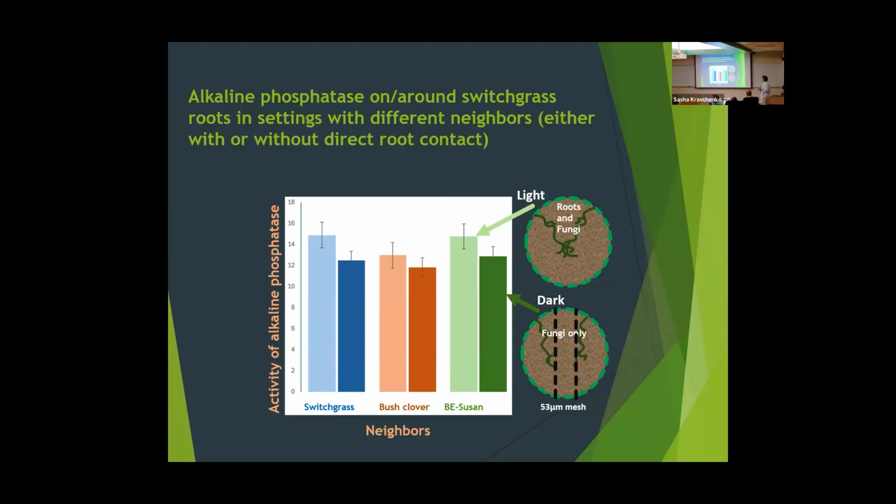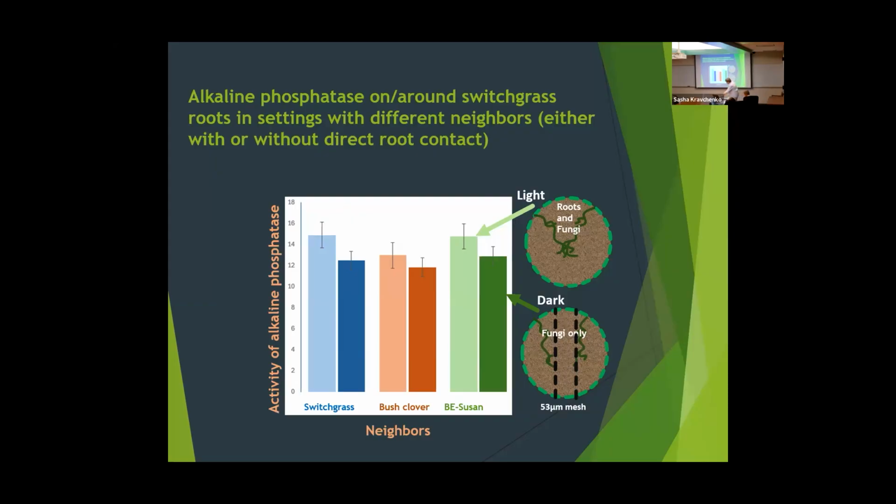So very consistently, this is just a graph from switchgrass, but we saw it in all three plant species, in the bush clover and in black-eyed Susan as well. Very consistently, when there was no barrier between the roots, we saw higher activity in those enzymatically active spots. Activity of alkaline phosphatase was consistently higher than what was there when the interactions were only due to fungi.